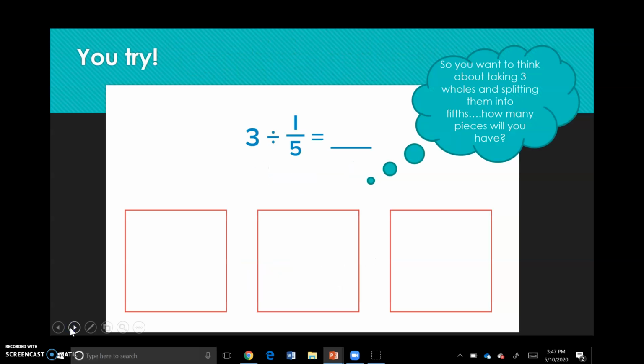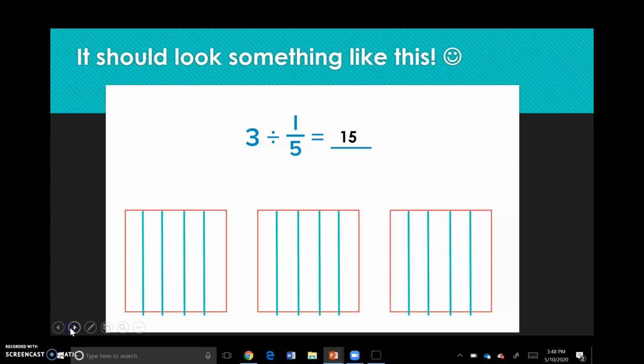Let's try another one. So what about 3 divided into fifths, or 3 divided by 1/5? If I took each pizza or each unit square and I split it into fifths, or 5 pieces each, how many pieces will I have? And hopefully you're thinking about something like this. 3 unit squares divided into 1/5 pieces gives us 15. Each unit square has been split into fifths, and there's 5 in each one to give us a total of 15. So 3 wholes divided into 1/5 equals 15 fifths.